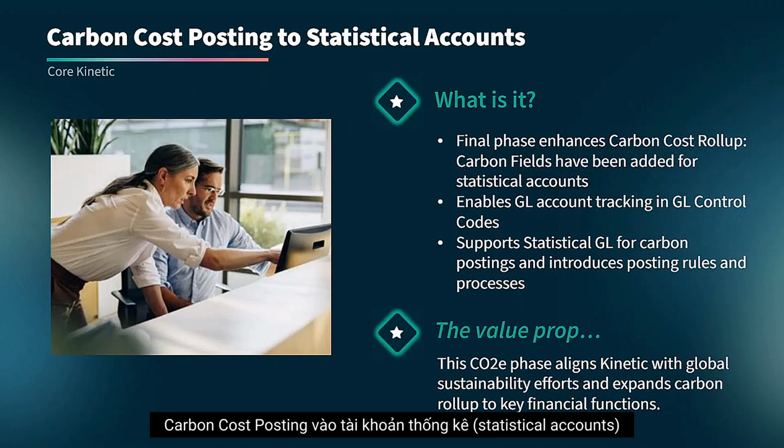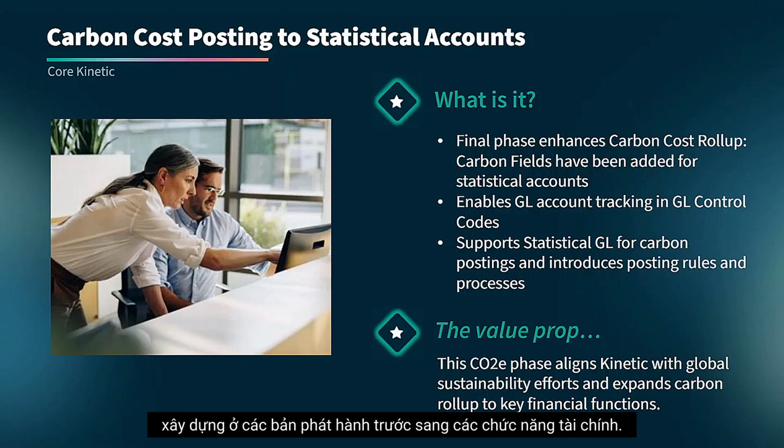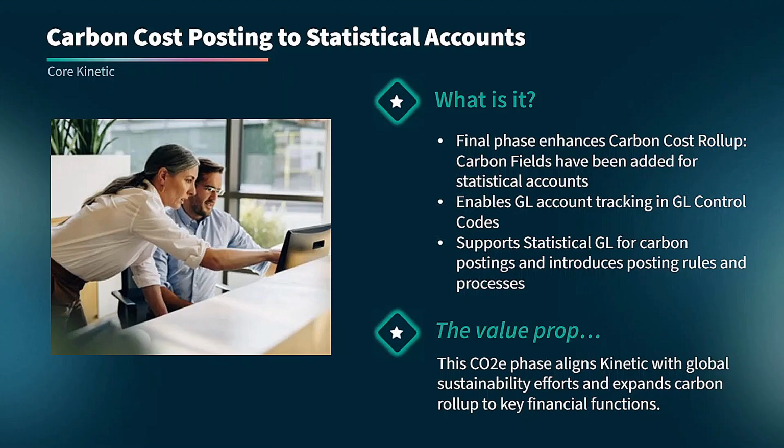Carbon cost posting to statistical accounts is the final phase of the carbon cost rollup feature that we added, and it creates carbon fields for statistical accounts within your general ledger. We have GL control codes that have these new fields for statistical GL account numbers, for carbon values. So instead of posting dollars, we're posting carbon content. The value here is it aligns Kinetic with the global sustainability initiatives, and extends the carbon cost roll-up that we built several releases ago into your financial functions.